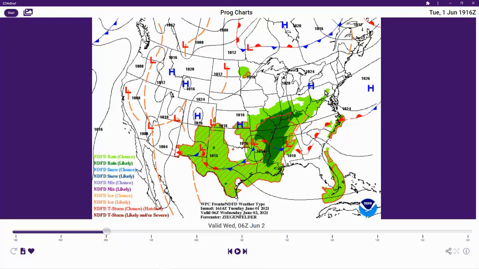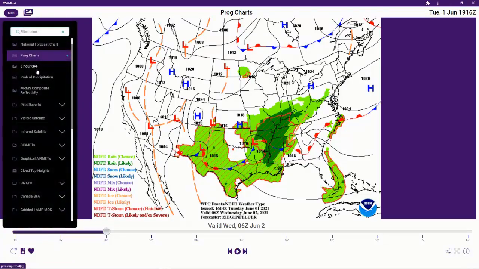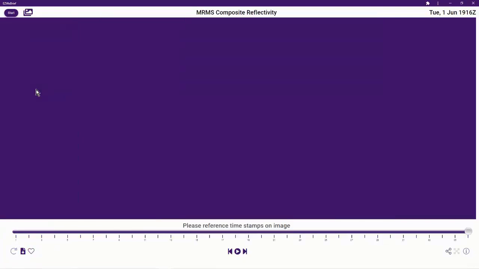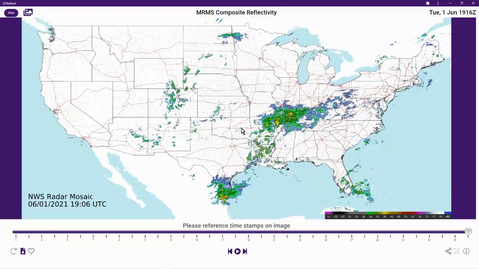So the way to think about that is to look at, say, a NEXRAD image. This is the MRMS composite reflectivity. If you were to draw a big circle around all the precipitation areas, so if I were to draw a circle around this area here in southern Texas, and this big area here in the Midwest and the lower Mississippi Valley, and encapsulate as much of that precipitation area as you can without drawing really specific lines around every single cell, that's kind of what the Prog chart is telling you.